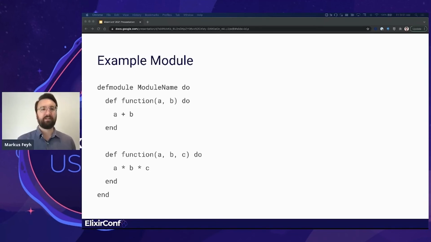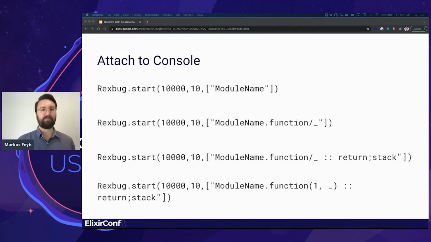All right, so what are we going to do? I'm just going to give a high-level overview of the demo, and then we're going to jump to the demo, and you're going to see this in practice. At a high level, let's say we just want to trace all function calls of module name of our module. And how that works in practice is the first parameter of Rexbug here means trace for 10,000 milliseconds. And then this means trace up to 10 events.